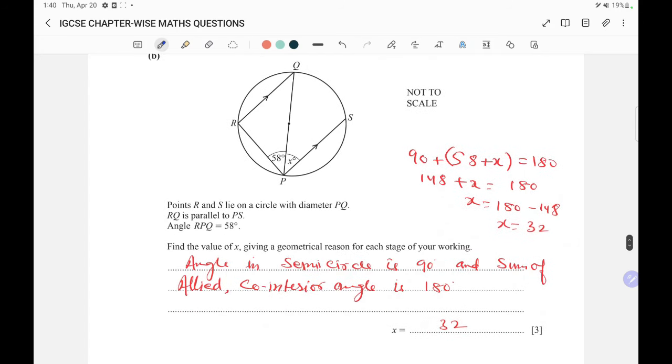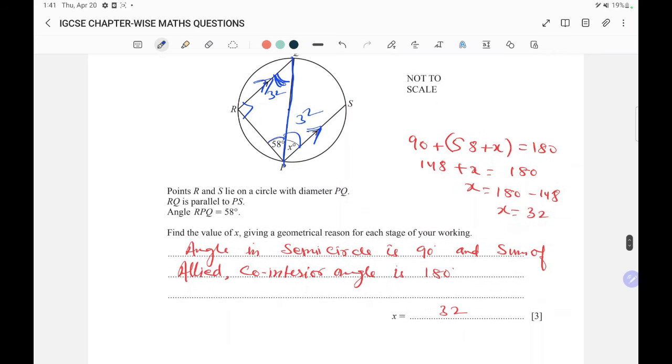Okay, now come to this question. These are parallel lines. This is the diameter, so this will be 90 degrees. This angle is 58, this is 90, so we can get this angle as well. So what is this angle, by the way? 90 minus 58, which is 32. So this angle is 32. And since these two are parallel lines, this is a vertically opposite angle, so this should be 32 as well.